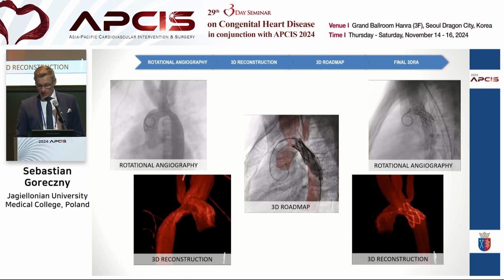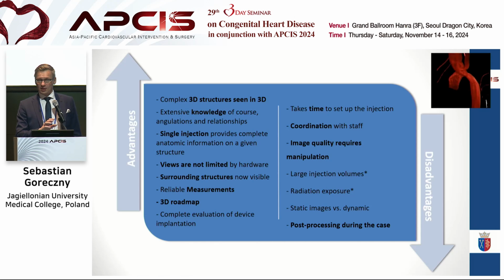Well, but three-dimensional rotational angiography in the cath lab actually does take some time. You have to set up your C-arm, do a test spin, dilute contrast, communicate with your staff, and have anesthetists on board, because for all rotational angiographies we do it with apnea. So you have to get people involved.